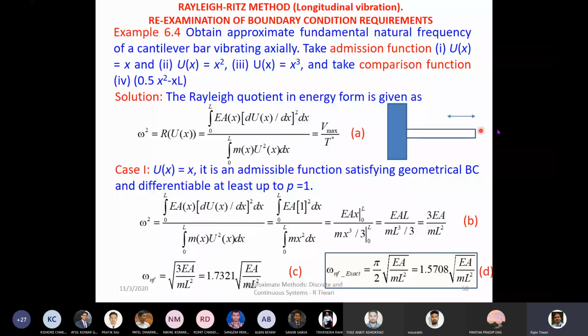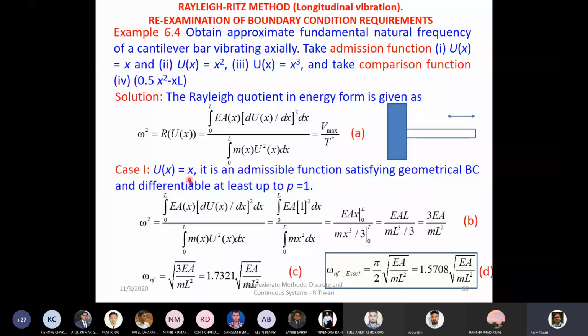So the Rayleigh's quotient in the energy form, after integration by parts, because now there is no disk and no spring, those terms will not come here. Only these integrations will be there, as we formulated earlier, including the disk and the spring. Those terms are not there, so they have been removed here.